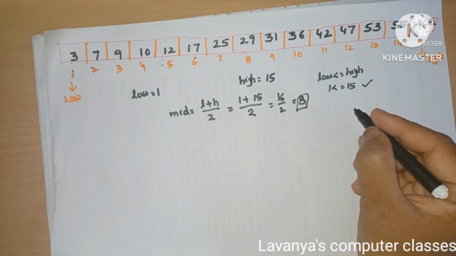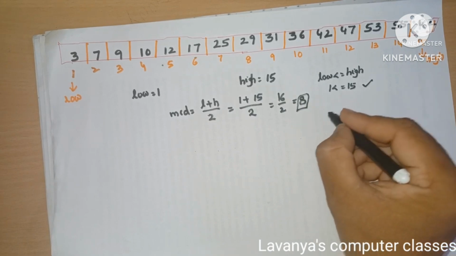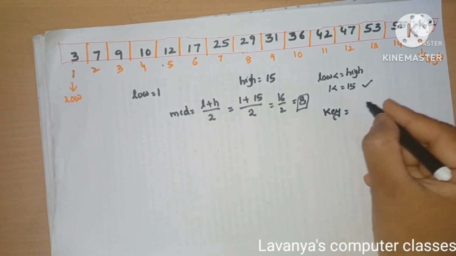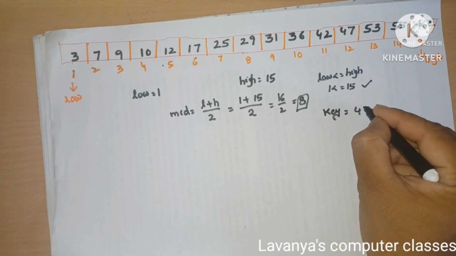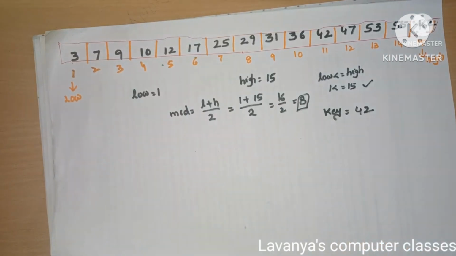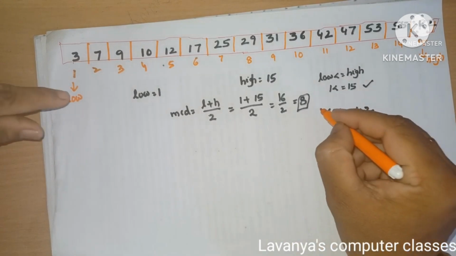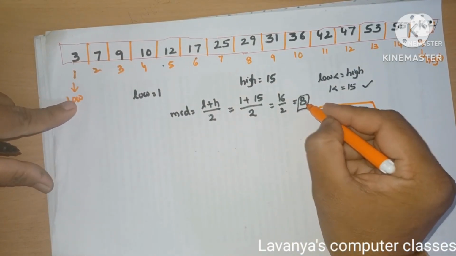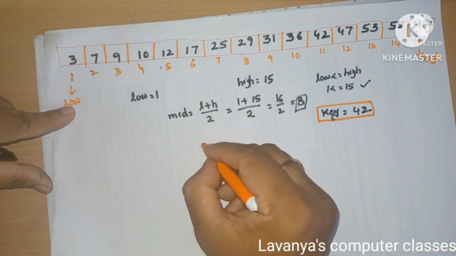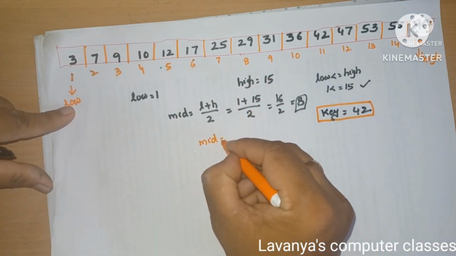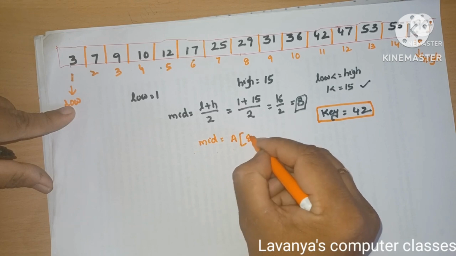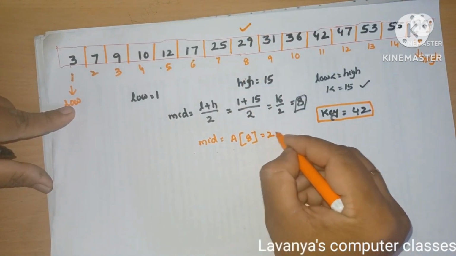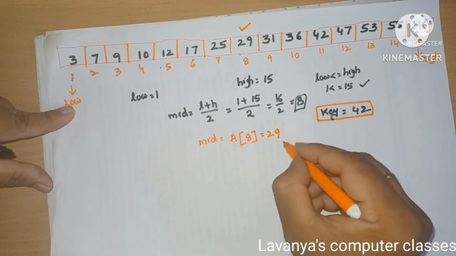Now we go for the search element, which is also known as the key element. Which element do you want to find? For example, we think it is 42. Key element is 42, so the search element is 42. What is our middle element? 8th position. So check it: A of 8, the 8th position, which element is there? 29.